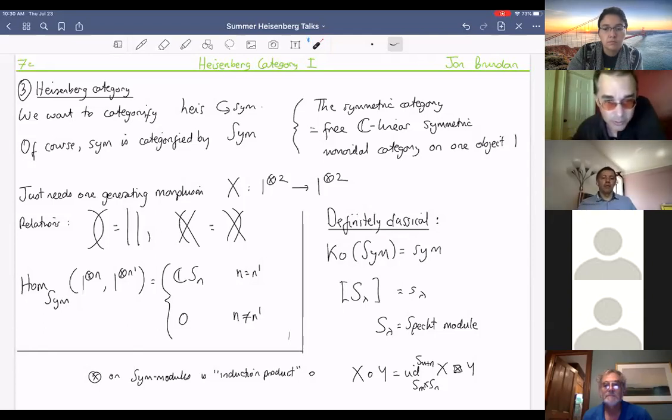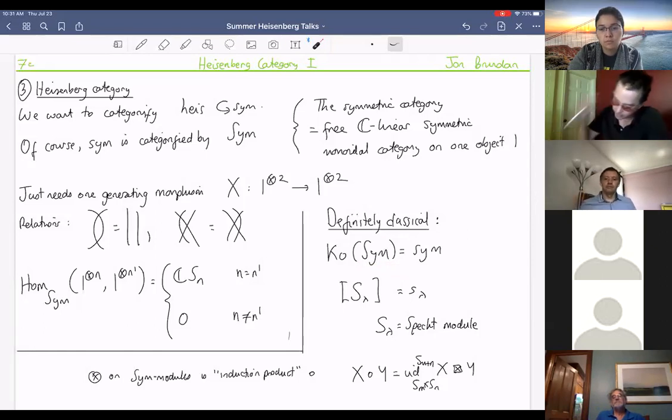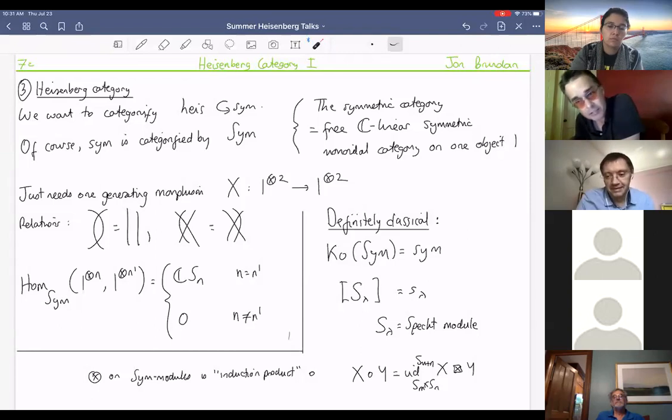Now, I'm seeing there's a question come in. Do you need to say Karoubi completion, or does it come for free somehow? I buried that in my definitions. By K0 of Sym, if you like, I mean the Grothendieck ring of the additive Karoubi envelope. But when I defined K0 earlier, I was talking in terms of finitely generated projective modules, and so I don't need to say that. Okay, so this is totally the most classical fact in representation theory, that the Grothendieck ring of the symmetric category is the ring of symmetric functions.